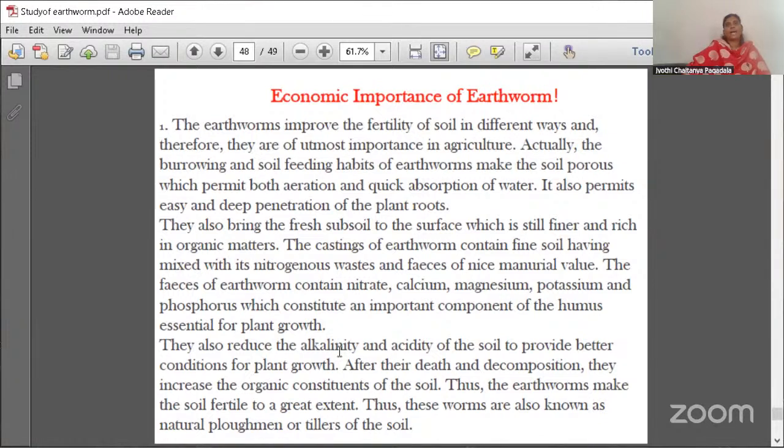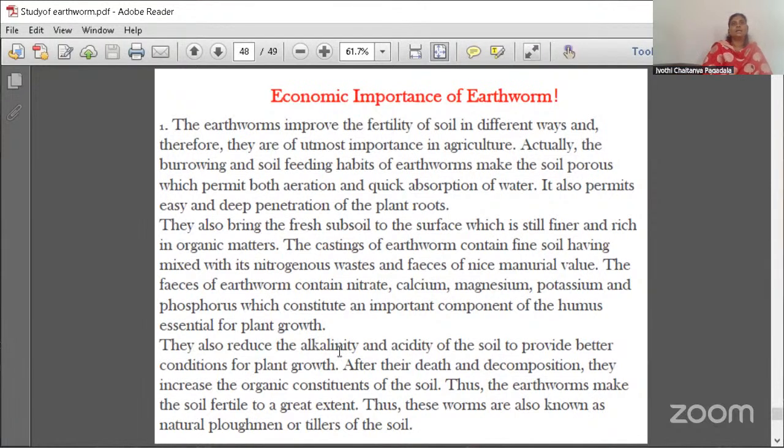As bait, they are used in fishing. The earthworms were used as a food by so many uncivilized people around the world. They are still used as food. The earthworms are eaten by frogs, toads, moles, and hedgehogs, and birds, which are mainly useful to mankind.